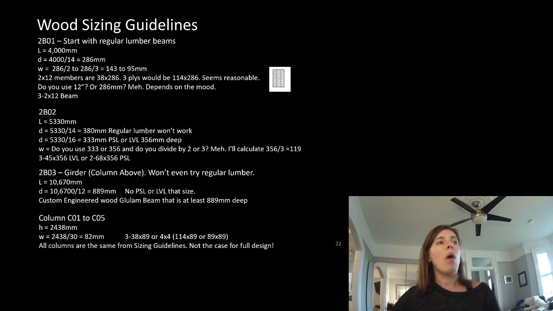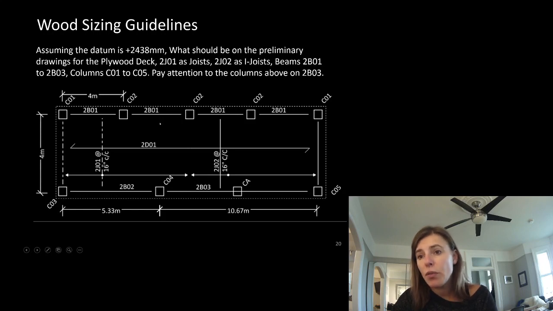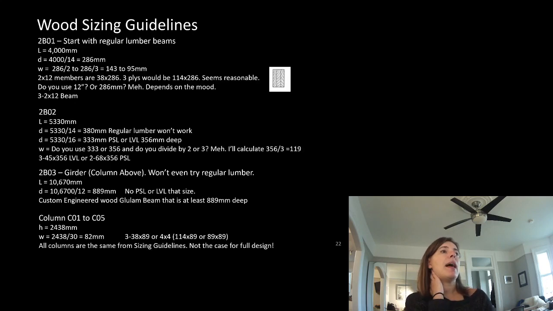All right, 2B01. Let's start with regular dimensional lumber sizes, which is always the place to start because that is the cheapest. Let's go back and look at that drawing. 2B01, we have 4 of them, and they look like they're all 4 meters. So 4 meters, 4 meters, 4 meters, 4 meters. They're all the exact same. Our sizing guideline for a beam, which would be the thing that is picking up joists often, is 14. So our length divided by 14 gives us 286.